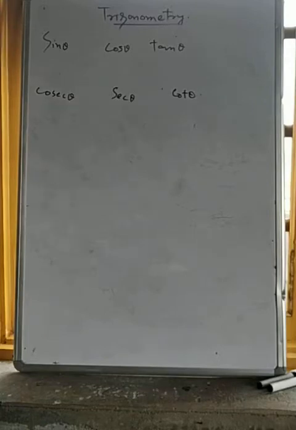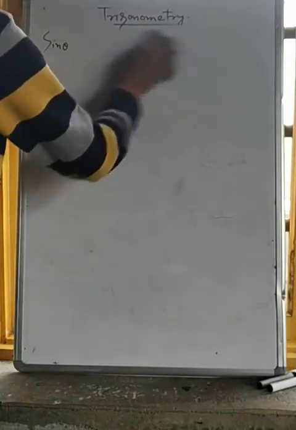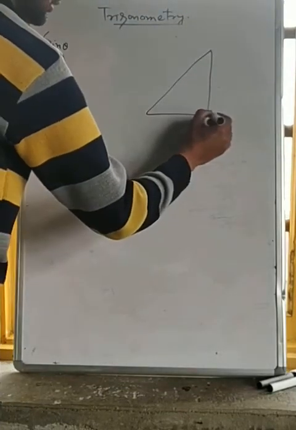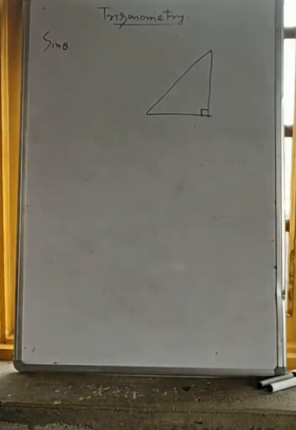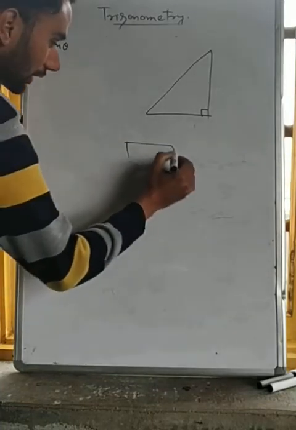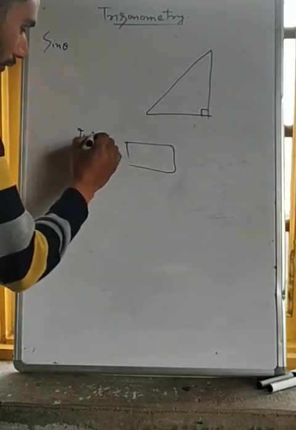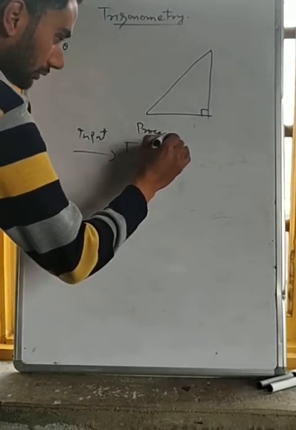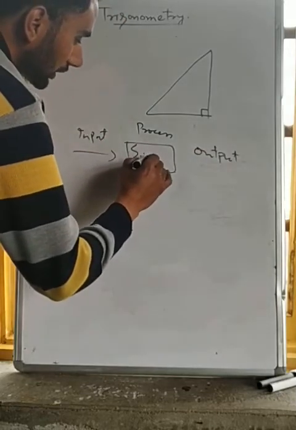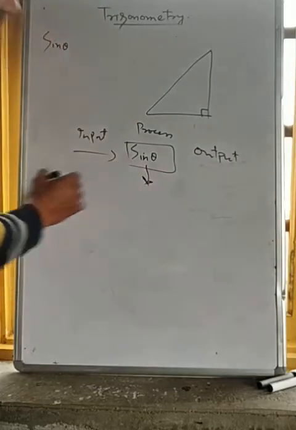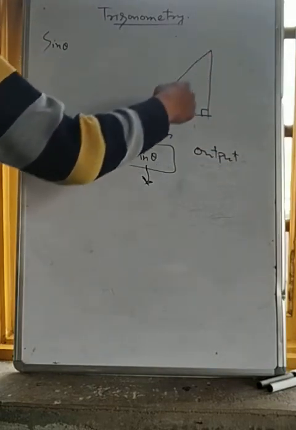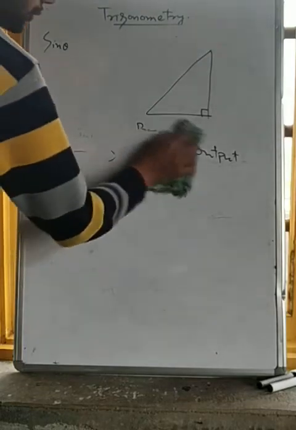Let us talk about sin theta. If we take a right angle triangle, actually these trigonometric ratios, sin theta, cos theta, are functions. A function is something which takes an input, processes it, and produces output. Sin theta works as a function. It takes an input theta and produces an output, which is equal to perpendicular divided by hypotenuse, which we are going to show in the next slide.